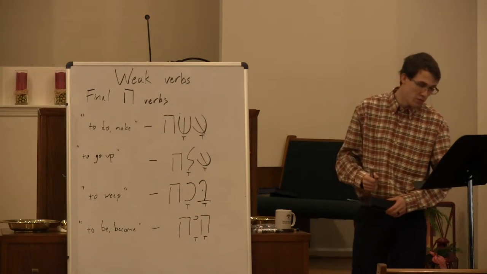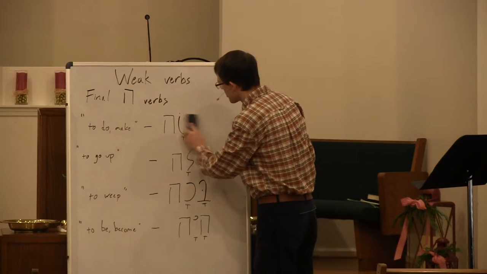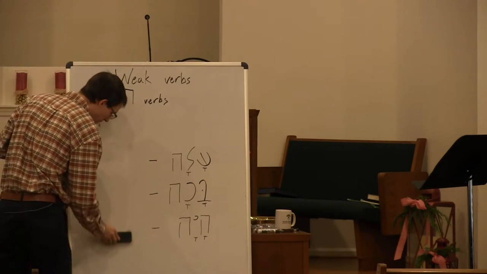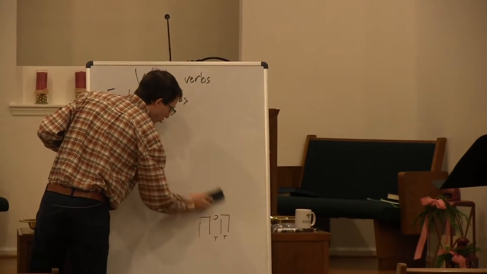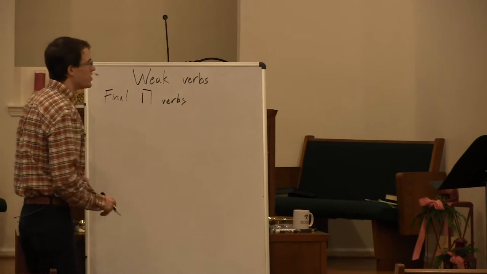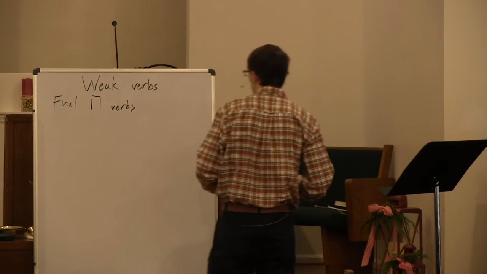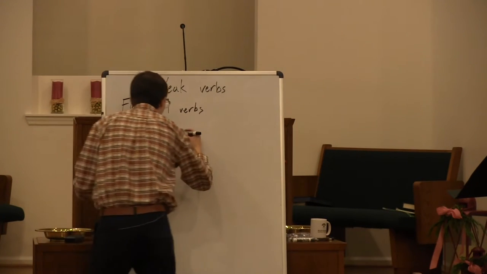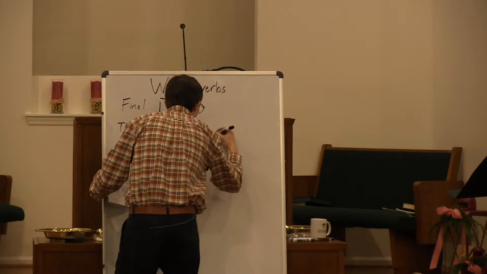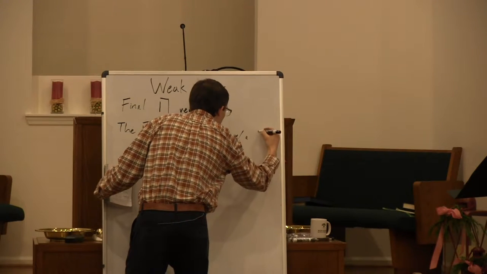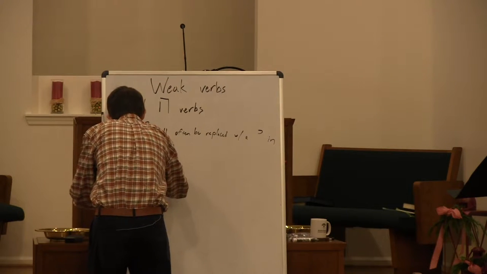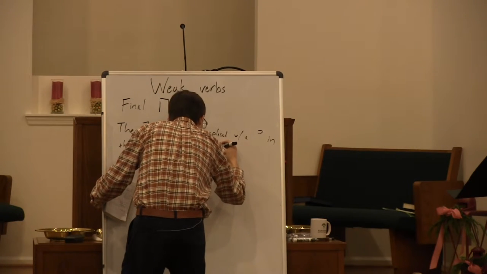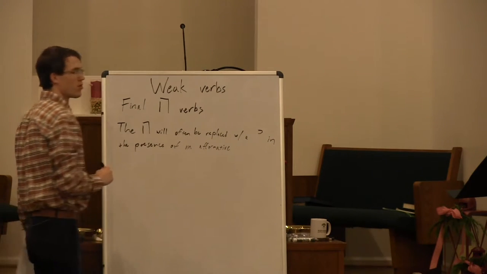So just a good rule of thumb for final hey verbs. Again, I'll refer you to the paradigms beginning on page 154 in the Van Pelt compact guide. And for the full paradigm, we're just going to consider a few examples. The hey is often replaced with a yud in the presence of an affirmative. I'm going to go ahead and write that down, and we'll look at an example. The hey will often be replaced with a yud in the presence of an affirmative. And remember, an affirmative is one that goes on the end of a word. Preformative goes to the beginning.